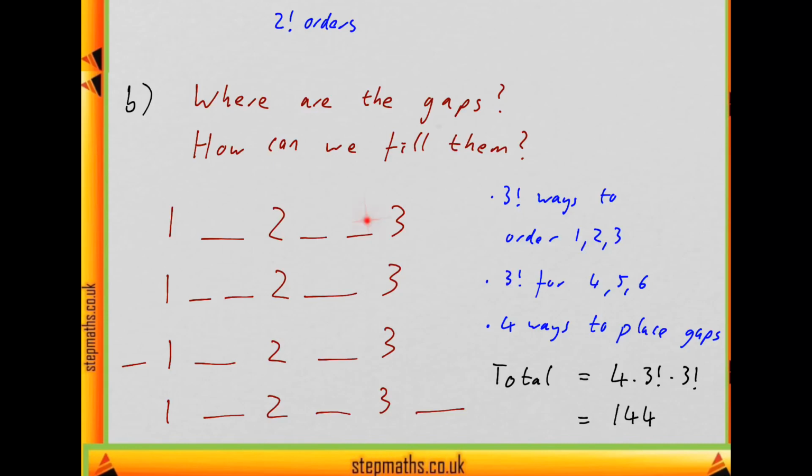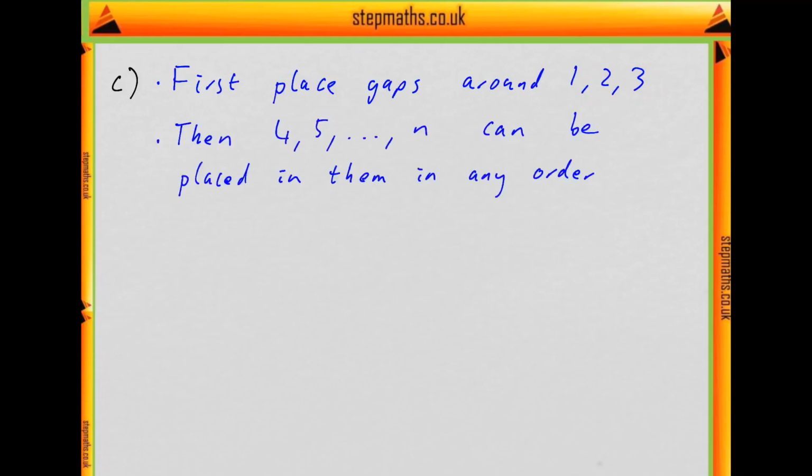Okay, so now we've tried this, let's think about the general case where n is greater than 4. Let's just talk about the method we were using before. What we did was we put down 1, 2 and 3. We know we can reorder those afterwards. Then we placed gaps around them and we tried to place the other numbers in those gaps. So first we place the gaps around these numbers, and then we count how many ways the other numbers can be placed into those gaps.